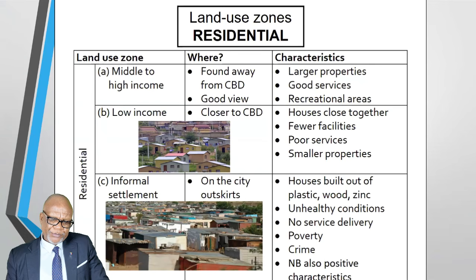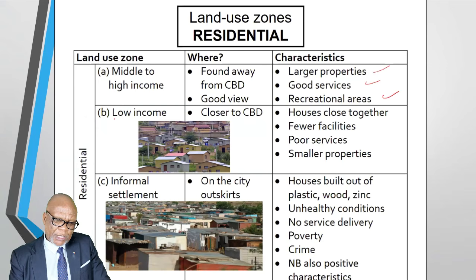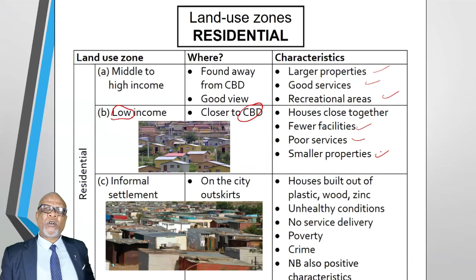So middle income is found away from the CBD, they've got good view, large properties, good services, and there's also recreational. And then we have low income, which is closer to the CBD. Why is it closer to the CBD? Because we say it is low income, and the people are working in the CBD so that people can save the cost of going to work. Houses are closer to each other. There's fewer facilities. There's poor services and there's smaller properties. And the properties look more the same.